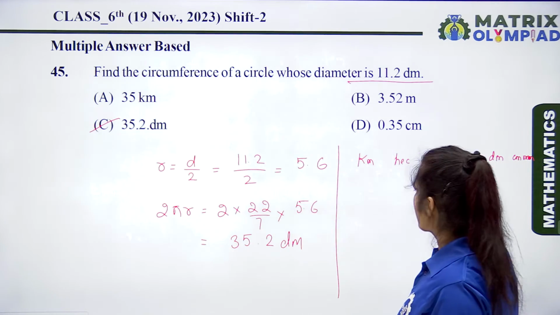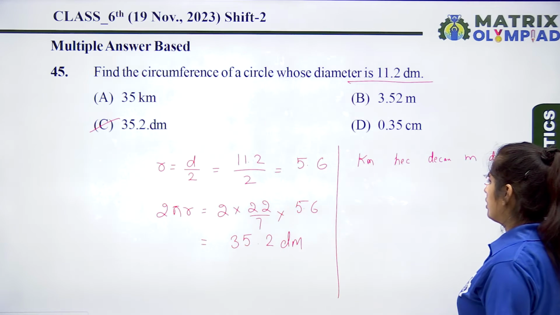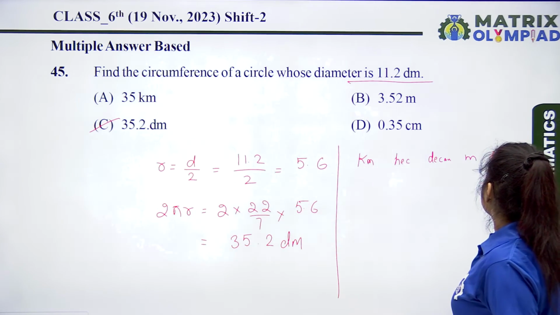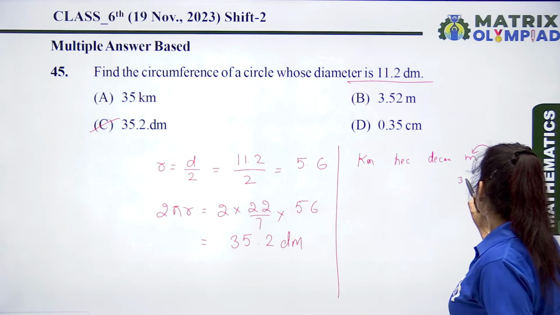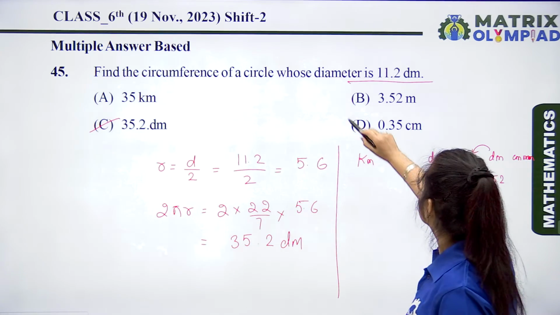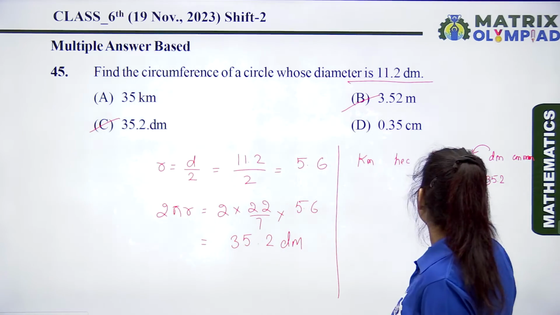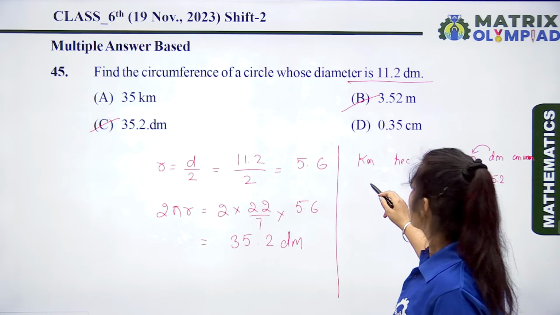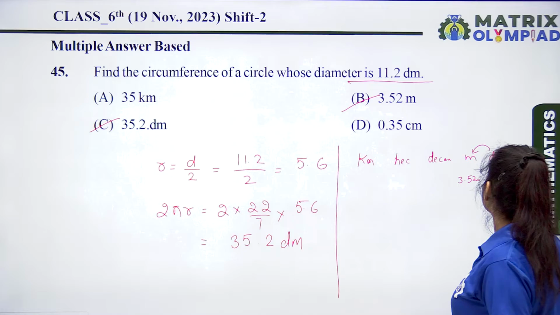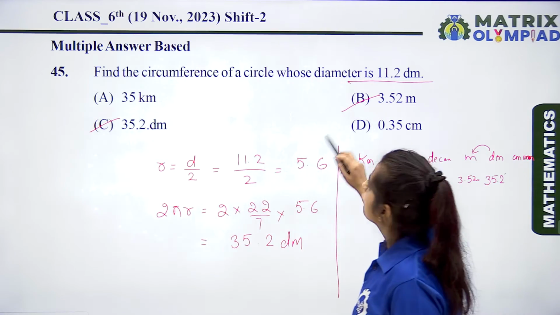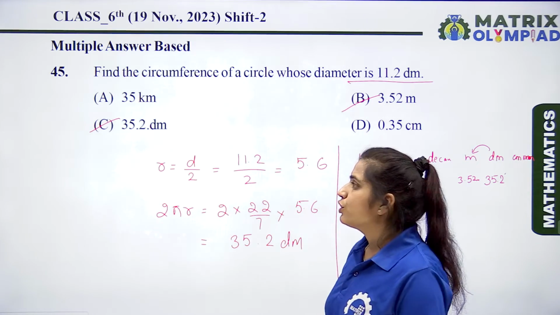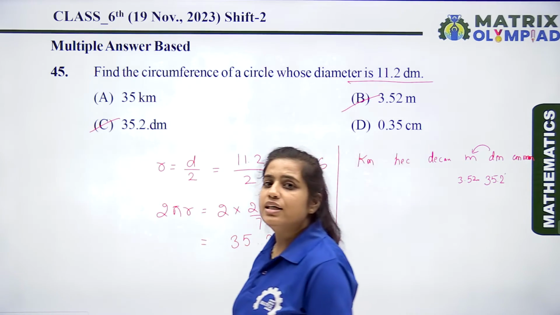So here we are having the answer in decimeter, 35.2. So if we convert decimeter into meter, we get 3.52 meter. So here we have B option also. 35 kilometer is not the correct answer, and if we convert this into the centimeter, this was also not correct. So here we will get B and C, two answers. According to the question, we can see that B and C is the correct answer.